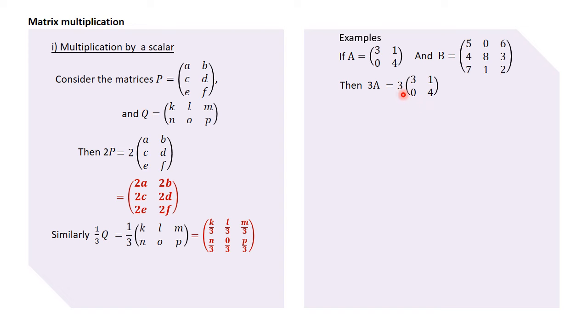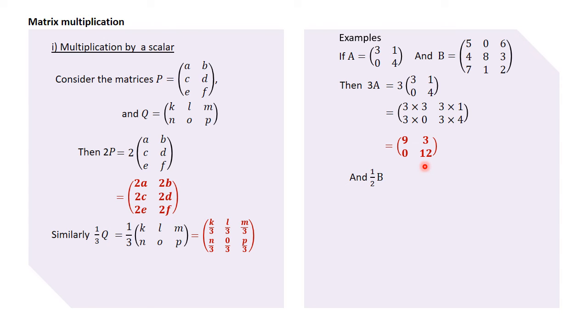This is the scalar, and this is the matrix. So we're going to have 3 times 3, 3 times 1, 3 times 0, 3 times 4. And so here it is, 3 times 3, 3 times 1, 3 times 0, and 3 times 4, which obviously will give us 9, 3, 0, 12. And that is the answer for 3A. Every element in A is multiplied by 3 to give us 9, 3, 0, 12.